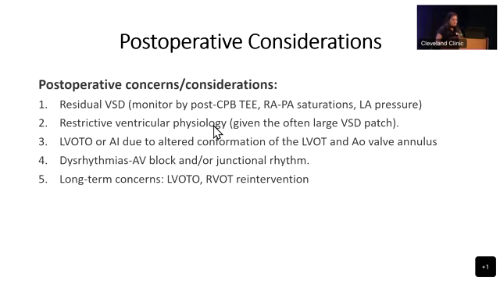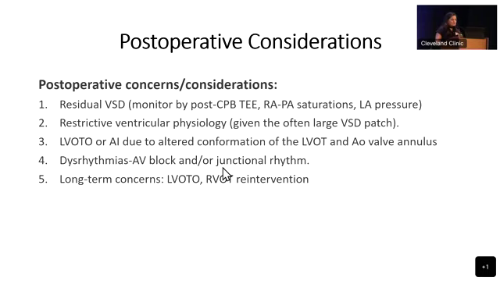You can have restrictive ventricular physiology, oftentimes because of the large VSD patch, and that's something I learned when I was at WashU and just in the adults, the ventricular interactions that Rick Schuessler and Ralph Damiano so nicely taught me. Of course, left ventricular outflow tract obstruction, or AI, can be a concern due to the altered conformation of the LV outflow tract and the aortic valve annulus. Again, I think making sure your VSD patch is not too patchless and not too tight.